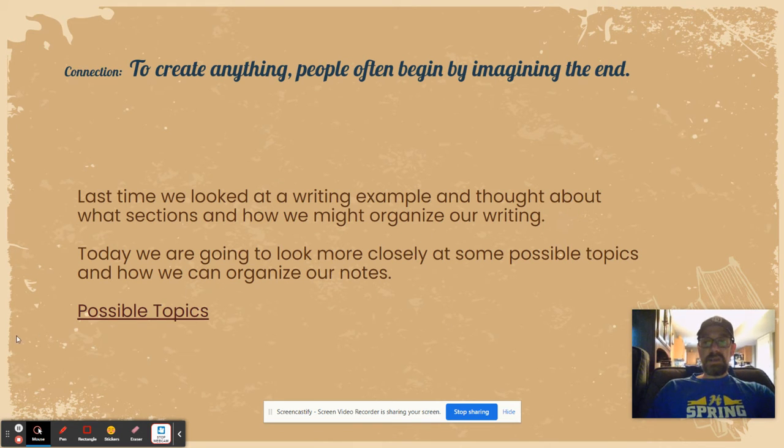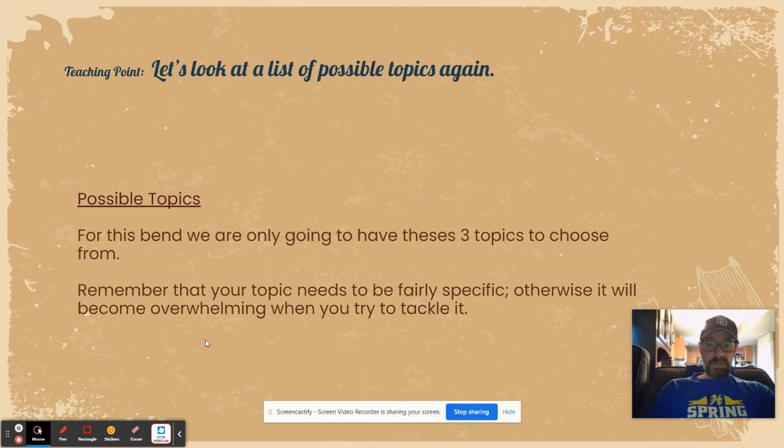You can see that it is on the screen. I'll go over it here in just a moment. It's linked a couple of times and it's linked on Canvas, and I'll show you where. But we're going to limit to three topics. You have one of three things that you can choose from to begin looking at and researching a little bit more deeply. And again, these topics are very specific.